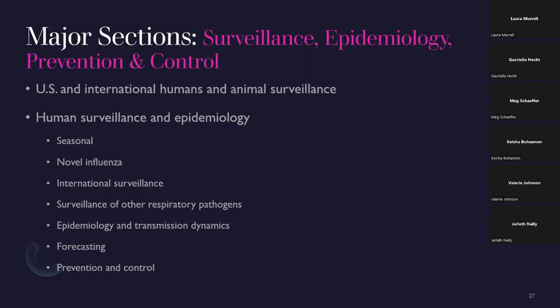International surveillance of the emergence of novel cases of avian transmission to people and other situations of interest. Also, surveillance of other respiratory pathogens, including how the COVID-19 pandemic has affected the distribution of seasonal influenza. There are also sections on epidemiology and transmission dynamics, forecasting, and prevention and control of influenza in humans.